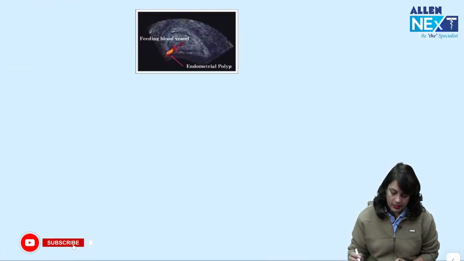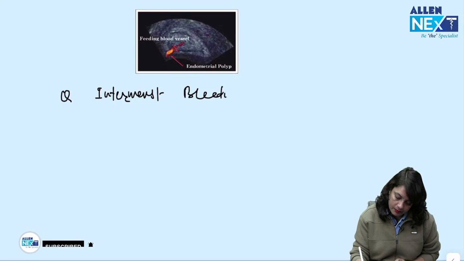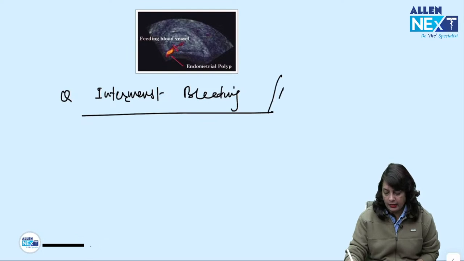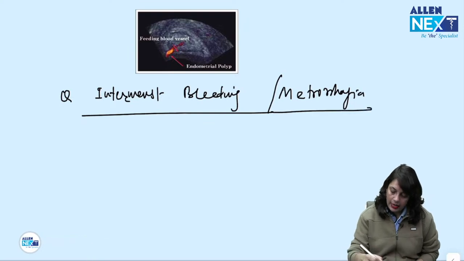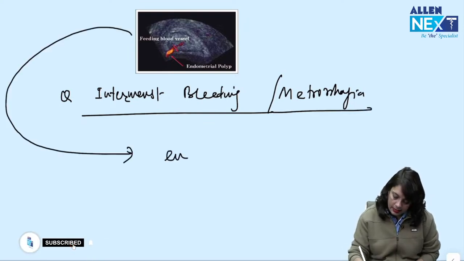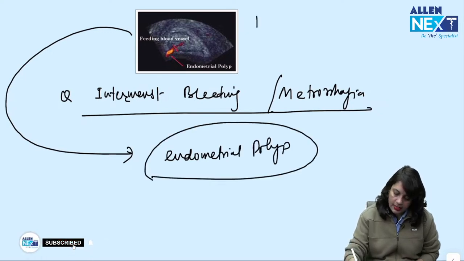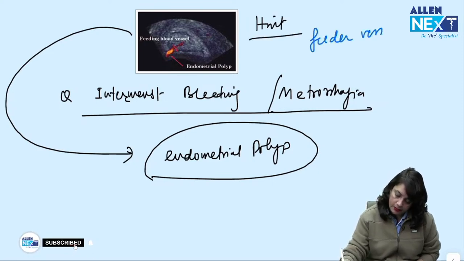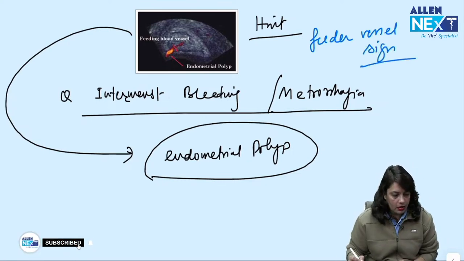Okay. Next, if you get a question, a patient is having intermenstrual bleeding, or bleeding in between the cycles, that is metrorrhagia, and you get an image like this. This is endometrial polyp. And what is a hint in this question? The hint will be given as feeder vessel sign on Doppler. Feeder vessel sign on Doppler.